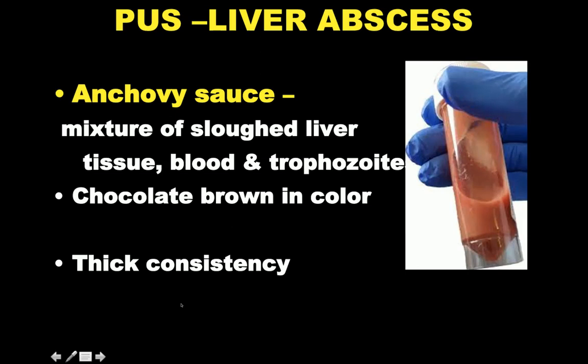So what is anchovy sauce? It's a mixture of degenerated liver tissue, blood, and trophozoites. It is reddish brown in color, and it is thick in consistency.